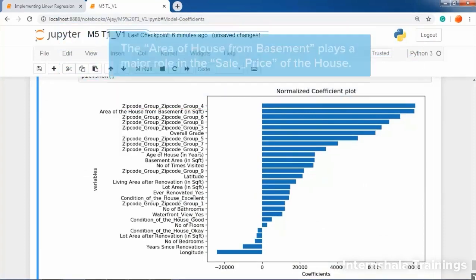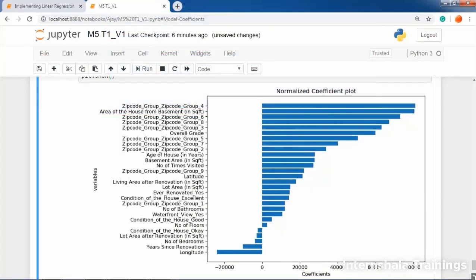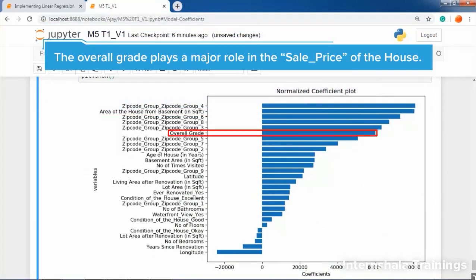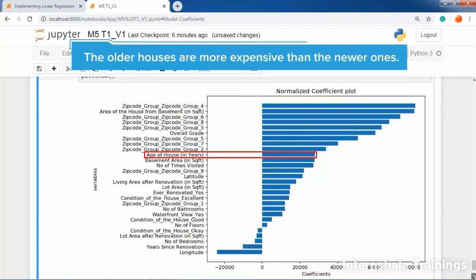Other than the zip code groups, area of house from basement has played a major role, which again is in favor of the natural intuition. Similarly, overall grade has also played a quite significant role. Age of the house is somewhat counterintuitive. Often it is rational to think that older houses might be less expensive, but our model says that older houses are actually more expensive than the newer ones. This is new knowledge.